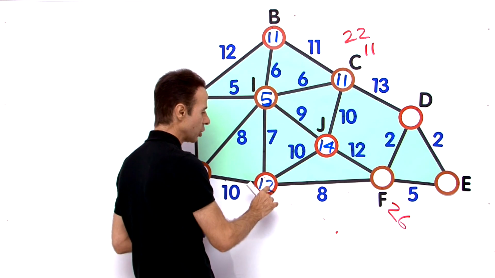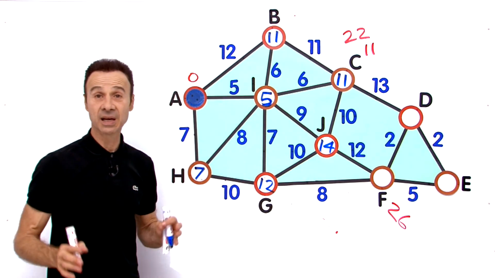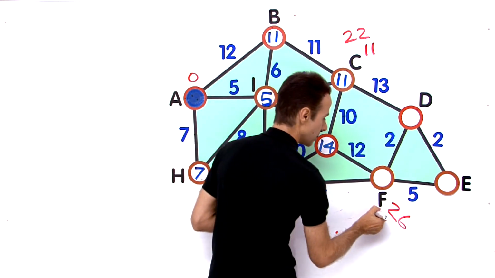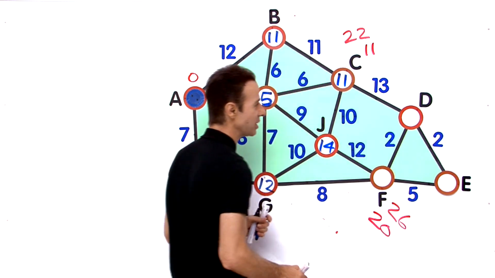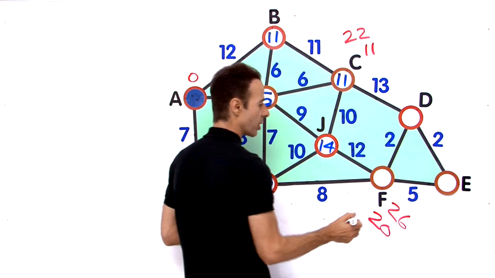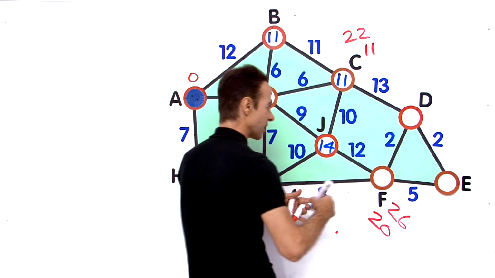Let's try going directly across here. Can we get lower? 12 plus 8, what's that? That's 20, isn't it? Now is 20 less than 26? You bet it is. So we're going to go with 20. So 20 goes in there.